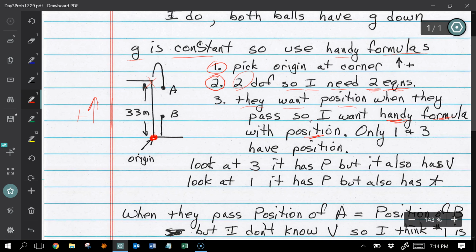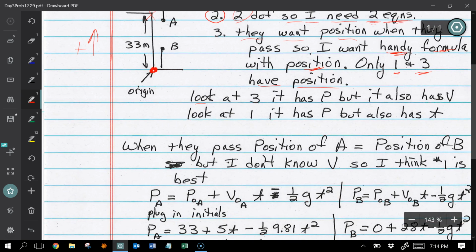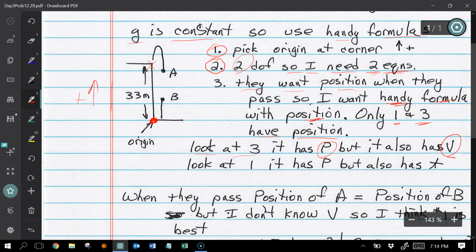There's only the first one and the third one, if you look back at the results, that have position. Equation number 3, the last one, has position, but it also has velocity. So I don't know anything about this velocity. That would be a good equation if, for example, they said, how fast are they going when they happen to be at 50 feet off the ground or something. That would be great because they want to know velocity, and they're telling me position.